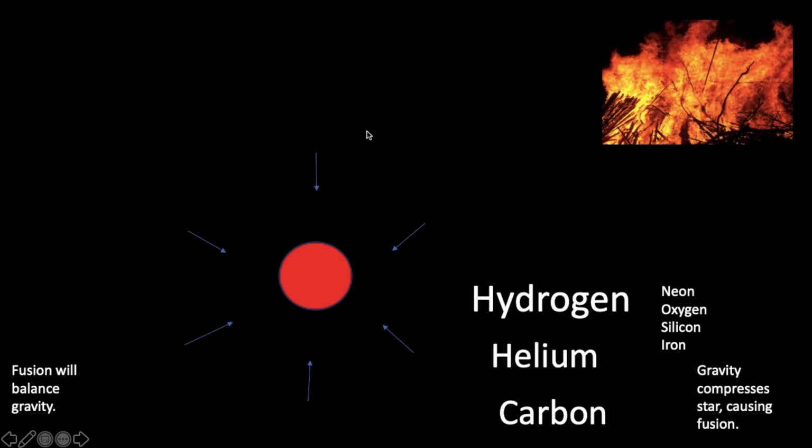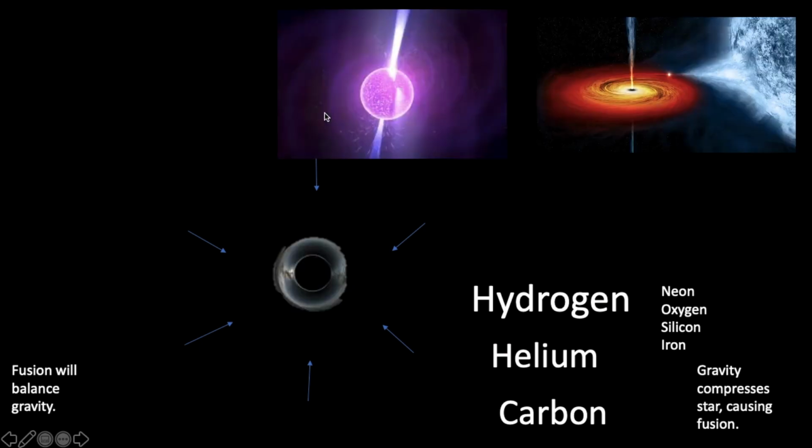And now this iron core is a black hole because it has all the mass of the star, but is not necessarily the same size as the mother star. So now this is a black hole.